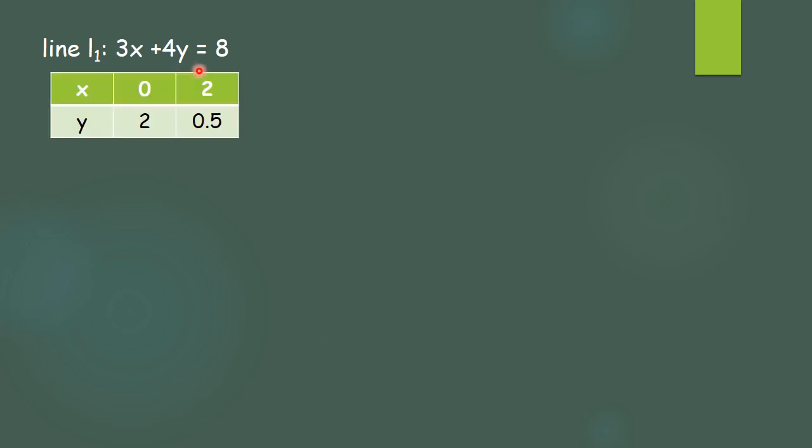Now the first line was 3x plus 4y is 8. We'll take x as 0. When we take x as 0, we get y is 2. Normally we take y as 0, but here if I take y as 0, I will get x as 8 by 3. Then it will become so difficult to plot. For that, I have taken the value of x as 2. When I take x equal to 2, this becomes 6. 8 minus 6 is 2. So y is 2 by 4, that is 0.5.